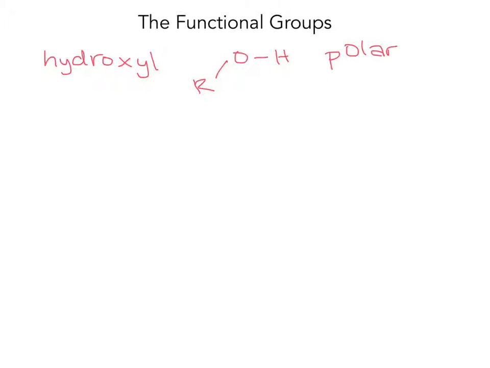The hydroxyl group is the OH. What's important to remember about the hydroxyl group is that it's polar due to an electronegative oxygen. It also forms hydrogen bonds with water to help dissolve compounds such as sugars. The compound name is alcohol, and specifically the name ends with an OL to denote the fact that it's an alcohol.